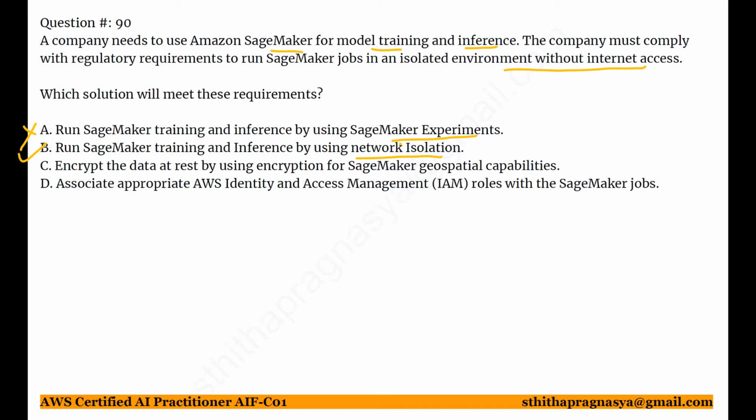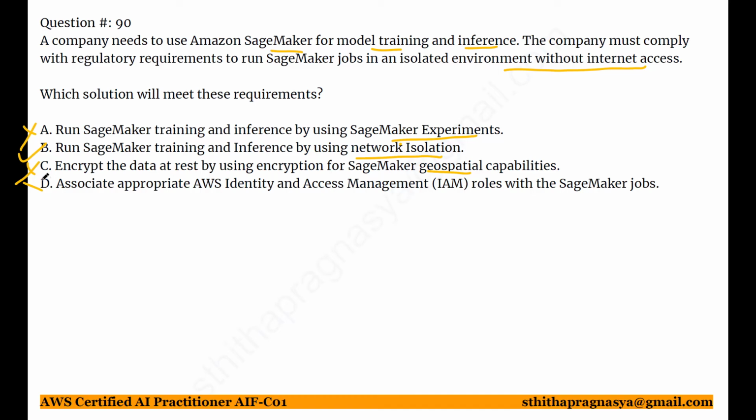no internet access. And option C, encrypting data at rest, ensures data security, but it does not address network isolation or internet access restrictions. Geospatial capabilities are specific to location-based applications and are unrelated to the general isolation requirements for SageMaker jobs, so eliminated. This is not correct as it focuses on encryption rather than network isolation.